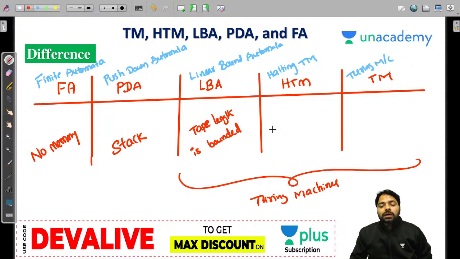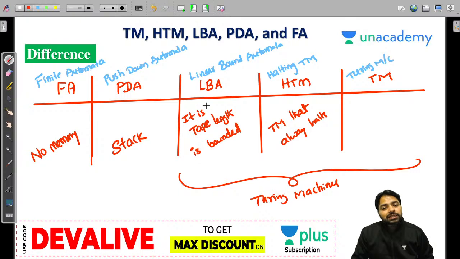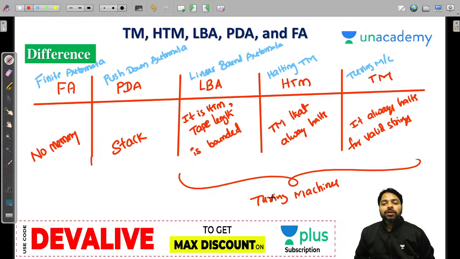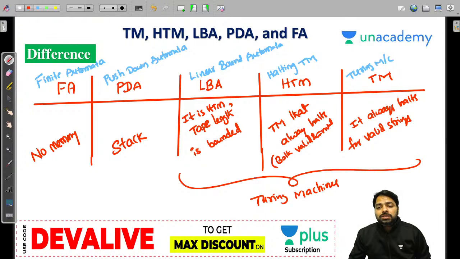But in HTM, it is a Turing machine, a TM that always halts. An LBA is also an HTM, because it also always halts, but its tape length is bounded. And what is HTM? It is a TM that always halts. A TM only guarantees halting for valid strings. But when you are talking about HTM, it doesn't matter whether valid or invalid, it is going to halt for both.